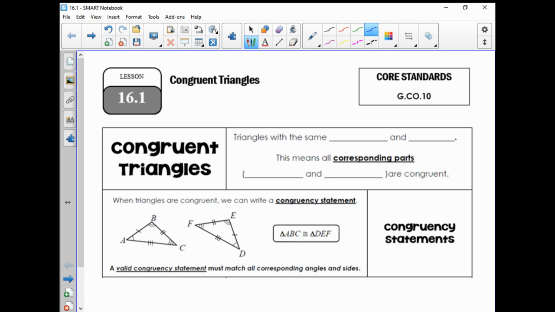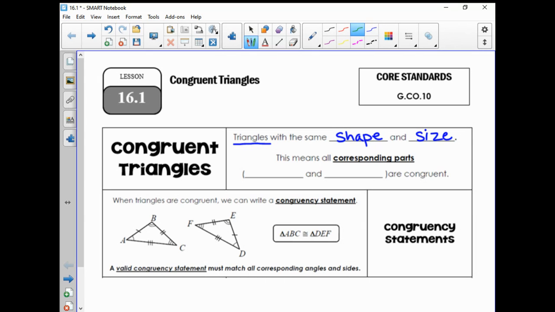But if you're not here the last week before the break, we're talking in this unit about congruent triangles. So first of all, we're going to define congruent triangles as triangles that have the same shape. So they look the same and they are also the same size. Okay, so the triangles that have the same shape and size are what we call congruent triangles.